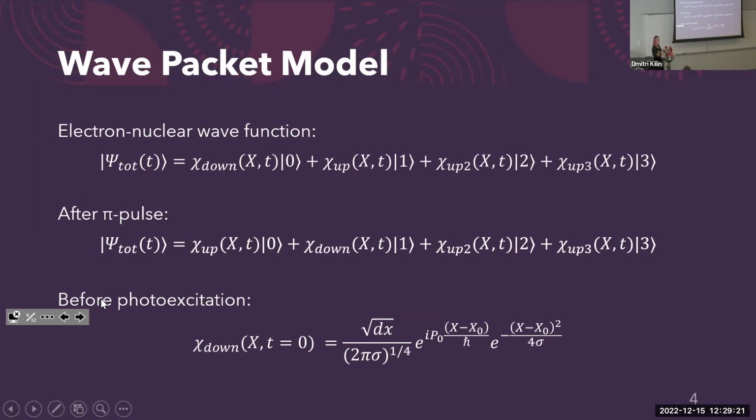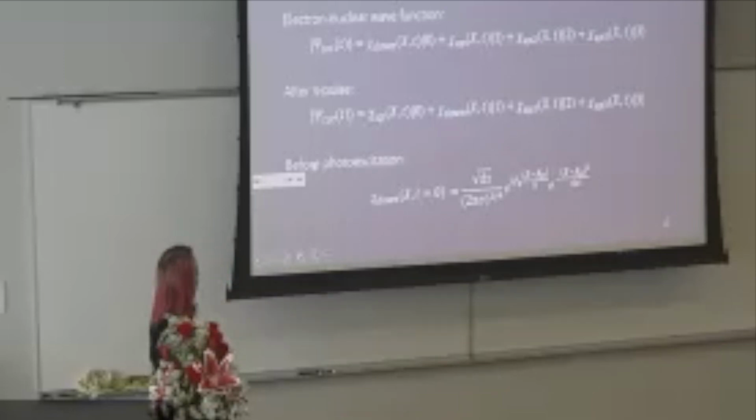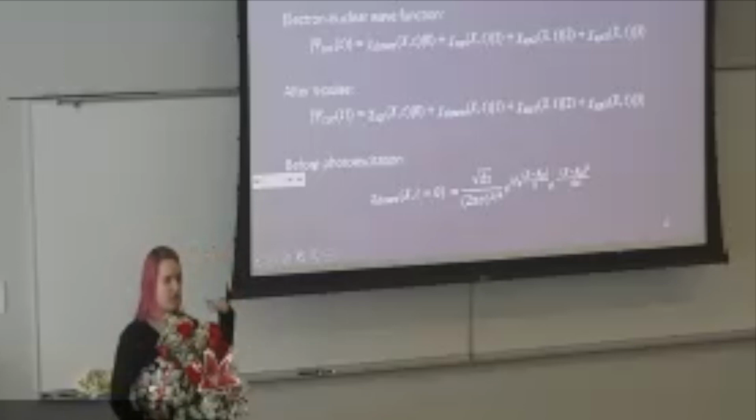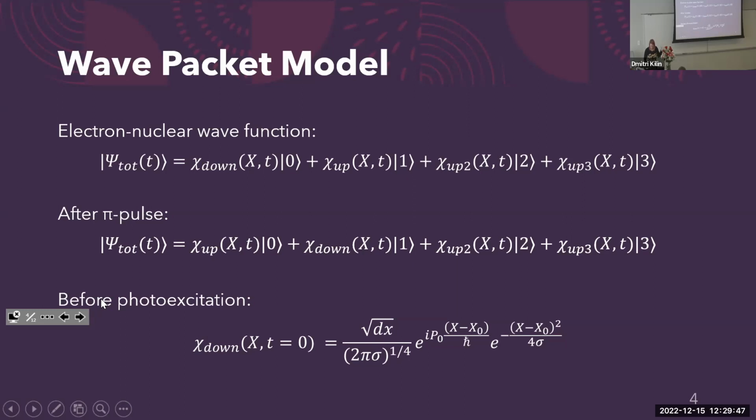So these are the equations that I mainly focused on. We have the main electron nuclear wave function, which you have all of the different states, 0 representing the ground state, and 1, 2, and 3 are the first 3 excited states. And then we have the partial nuclear wave functions, which are all of these right here.